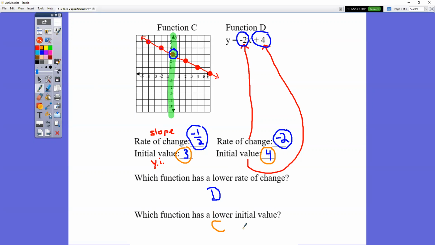So on your quiz tomorrow, your first 2 questions will look like these. You will have 6 different answers that you'll have to plug in for each of them, finding the rates of change, the initial values, and then answering the questions. Questions on these first 2?